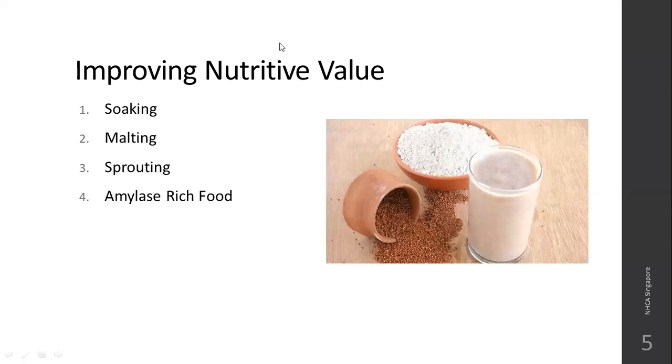Sometimes for babies, what we do is we sprout the ragi first. Ragi is washed nicely with water. Then you have to allow ragi to sprout for at least 2 days. Then you dry the sprouted ragi in the sun, and the sprouted ragi is then ground. That enhances the ragi's nutritional value.